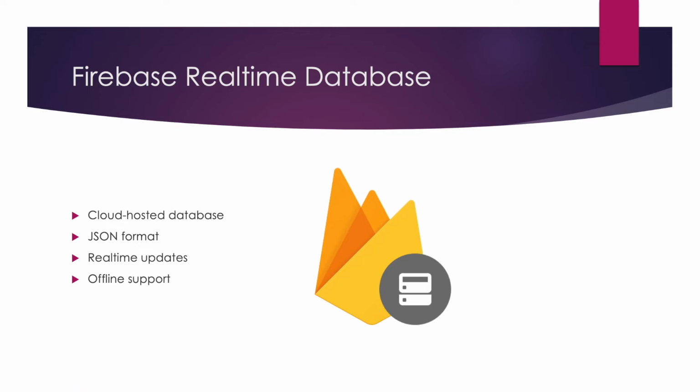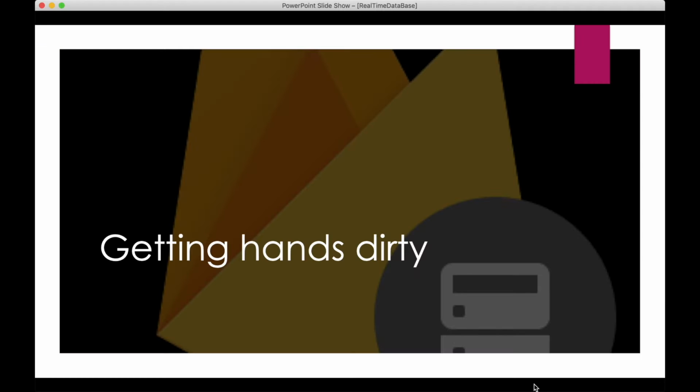And the fourth important point is offline support. A Firebase app automatically handles temporary network interruptions. Cached data is available while offline, and Firebase resends any writes when network connectivity is restored. Now that we know what Firebase Realtime Database is, it's time to get our hands dirty and start coding.